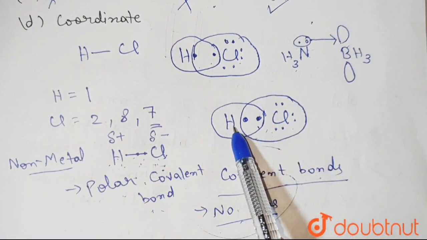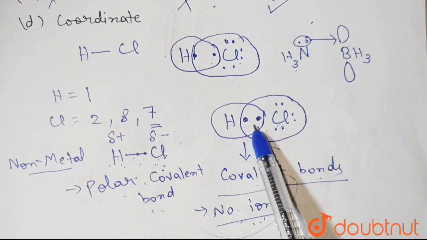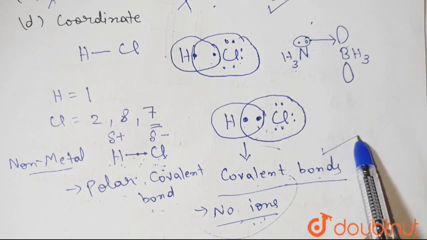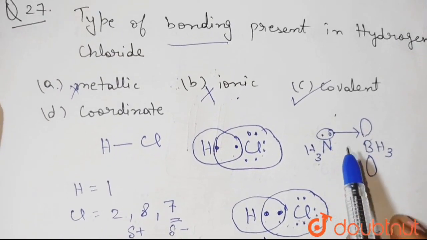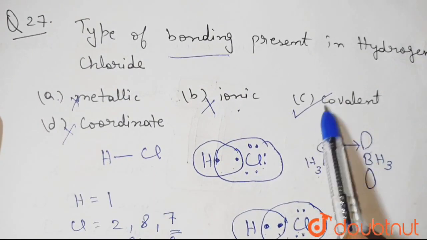But here, as we just saw, the sharing of electrons is taking place. It is hydrogen and Cl, and none of them is donating electrons. What they are doing is sharing electrons, and because they are sharing electrons, they are forming a covalent bond and not a coordinate bond. So your option D is also an incorrect answer. Your correct answer is option C, covalent bond.